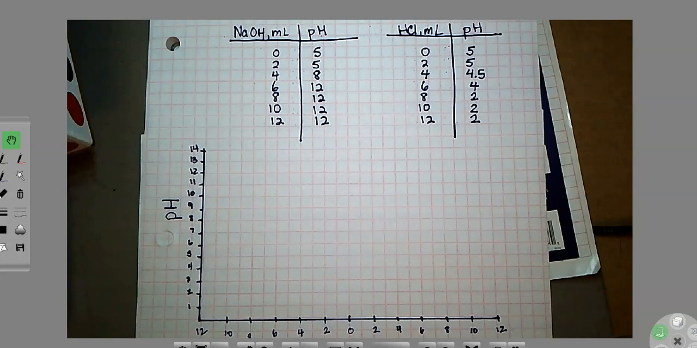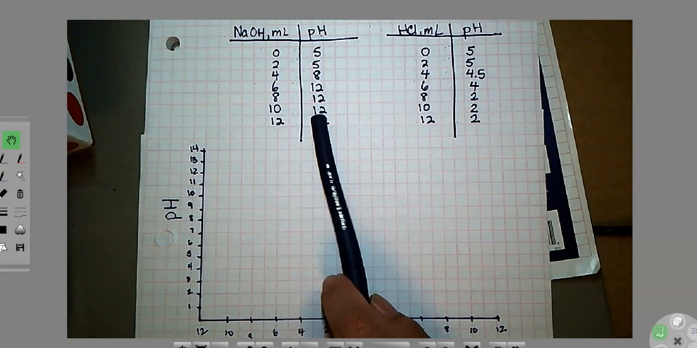Hello, my name is Leslie, and today I'm going to teach you how to graph and also analyze a titration curve. This one in particular is showing the titration curve of an unknown buffer. So what I've done so far is I have two data sets.